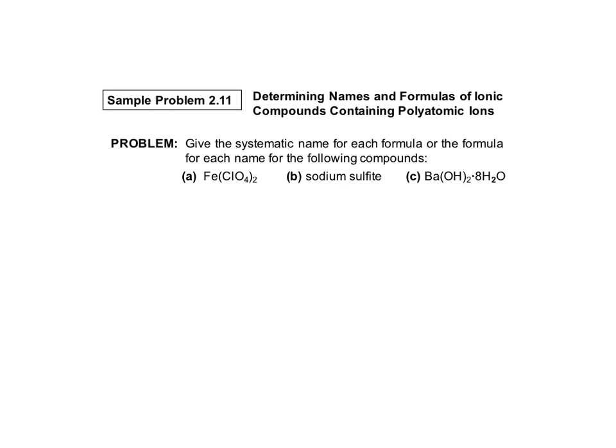We're on sample problem 2.11, and this one wants us to give the systematic name for each formula or the formula for each name for the following compounds. So A, I have something we haven't come to before in one of these sample problems. We have iron, chlorine, and oxygen. But notice in parentheses here we have this ClO4, and it says I have two of those. That is indicative of a polyatomic ion.